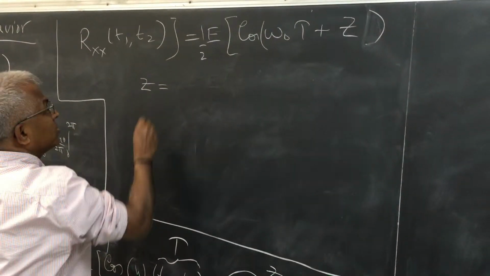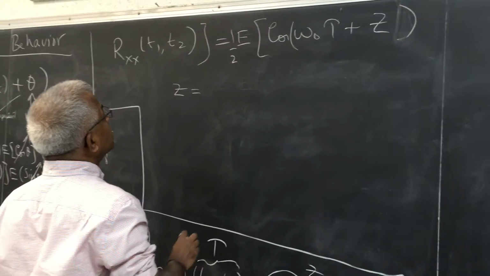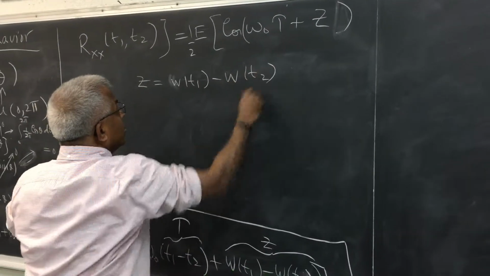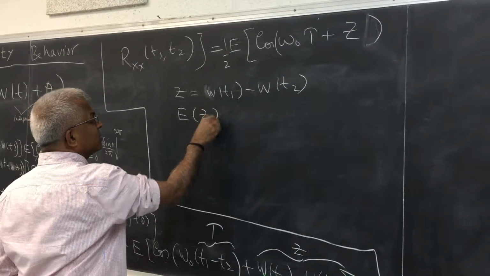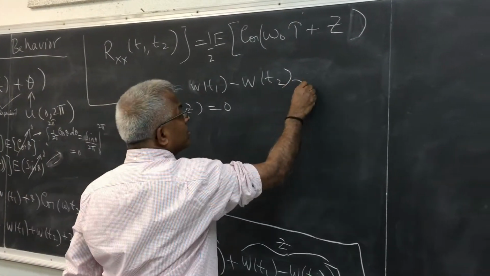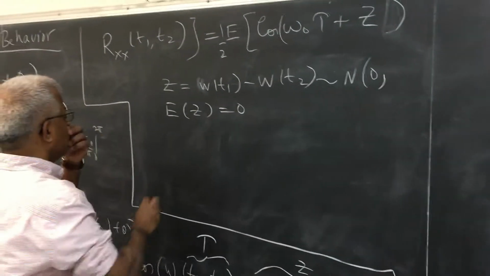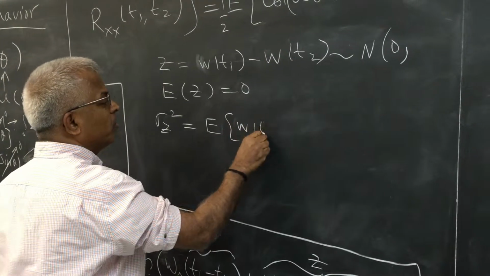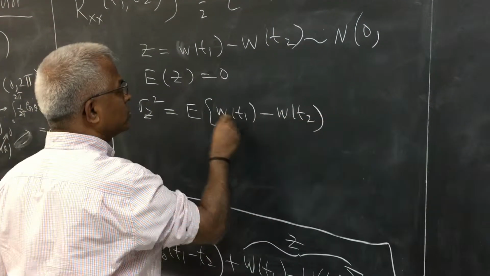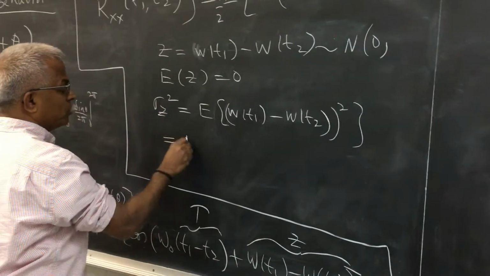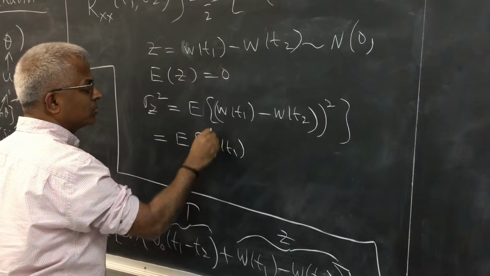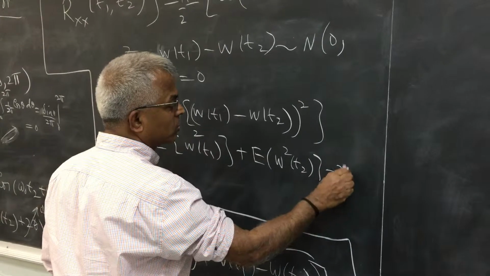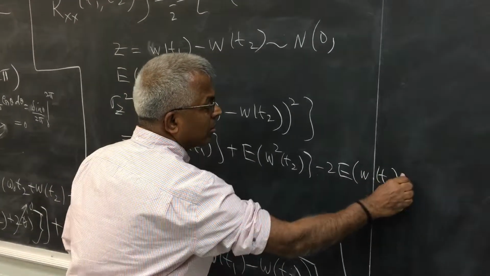So notice that I'm defining z as W(t1) minus W(t2), and you can quickly see the expected value of z itself is 0, and z is Gaussian with zero mean. Its variance is going to be the expected value of (W(t1) minus W(t2)) the whole squared. If you expand this, you get the expected value of W(t1) squared plus the expected value of W(t2) squared minus 2 times the expected value of W(t1)W(t2).